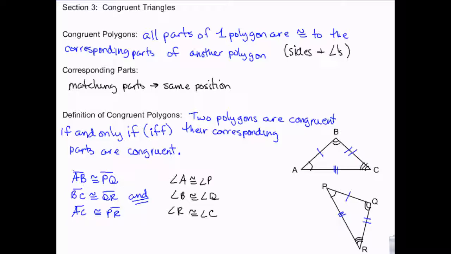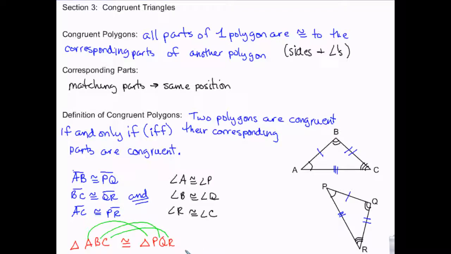When you have congruent polygons, all the sides are the same, all the angles are the same. And it's important that the letters are written in the same order. It's really important. So I have A is congruent to P. So when I write this out, the letters have to be in the same order. So A, B, C, P, Q, R. Because A is congruent to P, B is congruent to Q, and C is congruent to R.